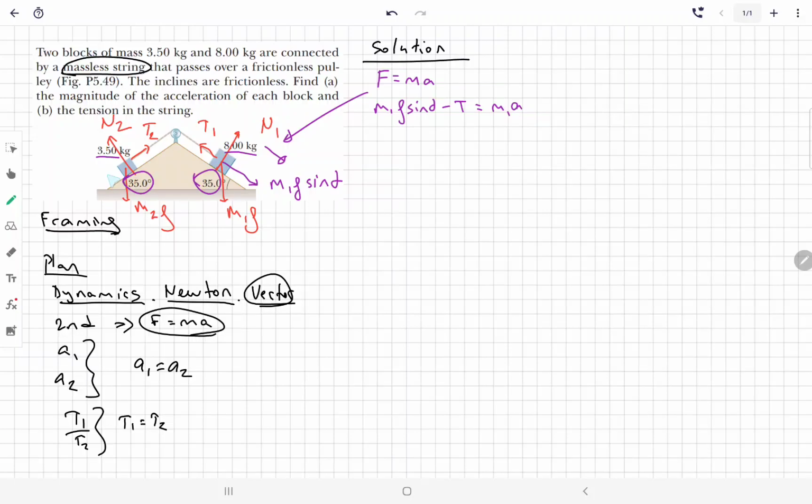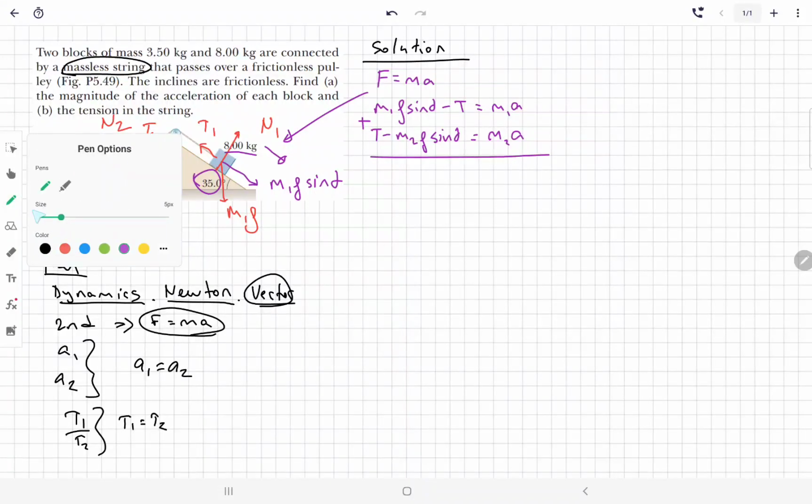For the second object, it will move in this direction, upward basically, because the tension is greater than the component of the weight, m2g sine alpha. For the second object, tension minus m2g sine alpha, because this tension should be greater than this force so it could move upward, equals m2a. They have the same tension, we already explained it here. They have the same acceleration, we also explained it in the planning part. So as you see, we have two equations and two unknowns, and it's simple to solve.